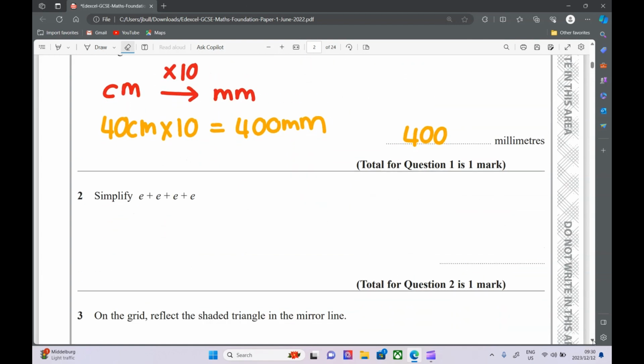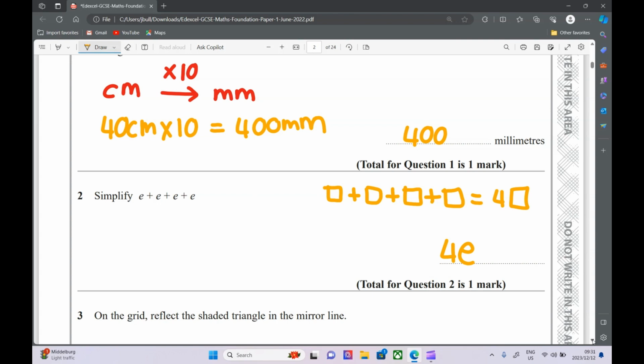Next up, we have an algebra question. They say simplify e plus e plus e plus e. If you were thinking of, let's say, just squares, if I had a square plus a square plus a square plus a square, I would end up with 4 squares. So it's exactly the same thing here. E plus e plus e plus e, I'm just going to end up with 4e.